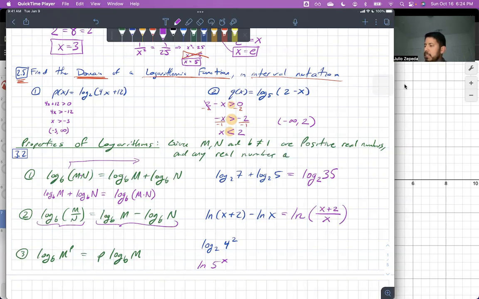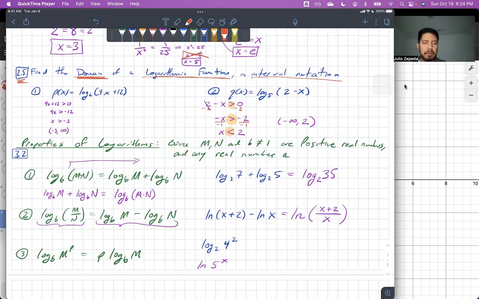Now there's this cool rule here with logarithms. If you take the log of an exponential expression, meaning log base b of m to the p, where m has some exponent p on it, you can actually move this p to the front of the logarithm, and then it becomes p times the log base b of m. Sometimes that's useful. A lot of times, actually, that's very useful. So that's a nice property of logarithms.